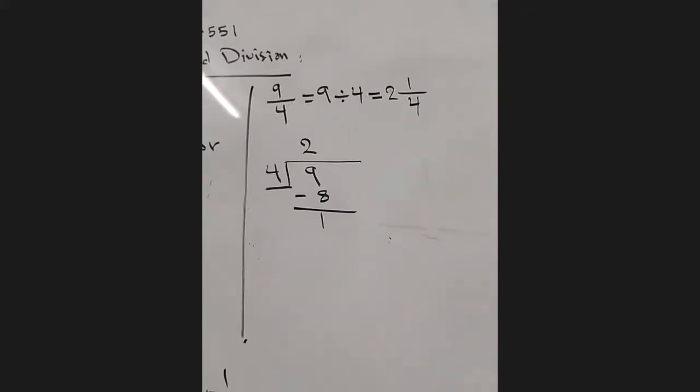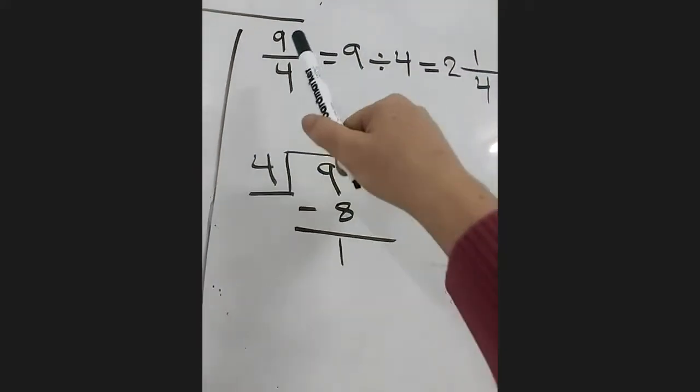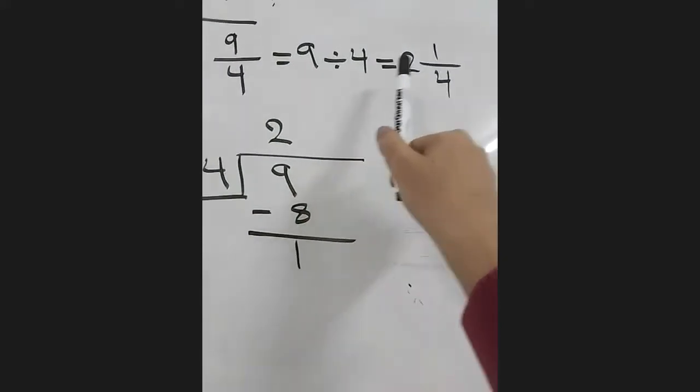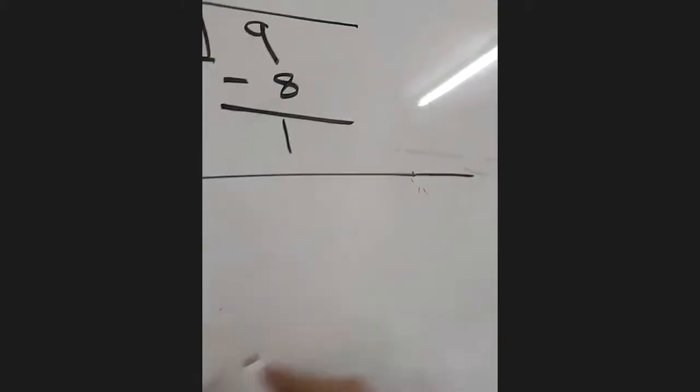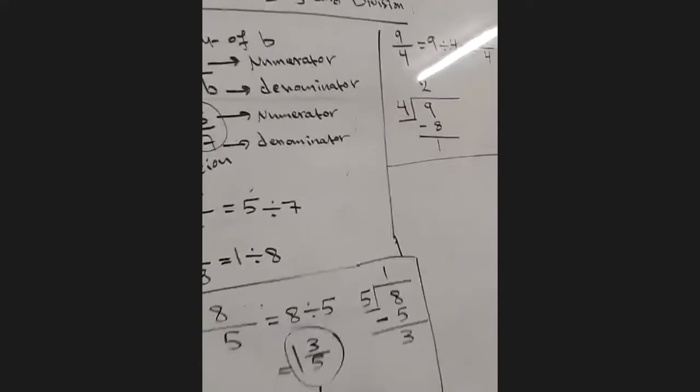Okay? So 9 over 4, the 9 is bigger than 4. So we can make it division and turn it to a mixed number. Okay? This is an important one. Now, let's go to the book together. Let's read some ideas there and try to solve as much as we can from the exercise.